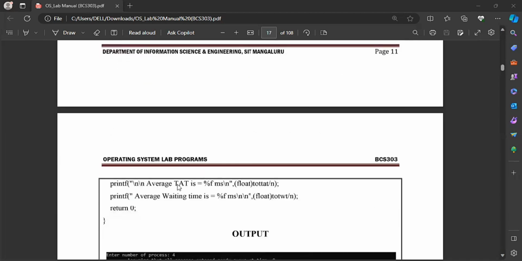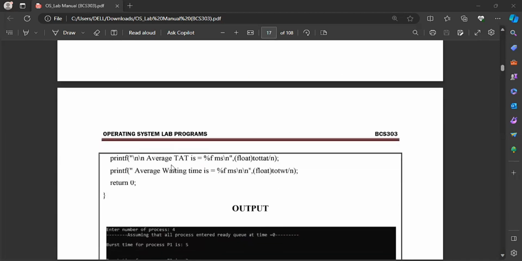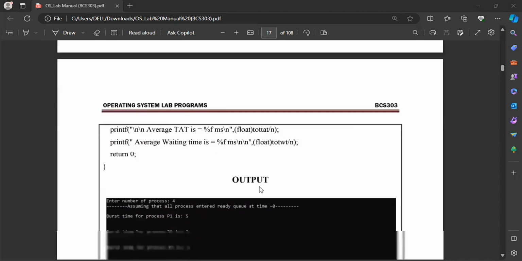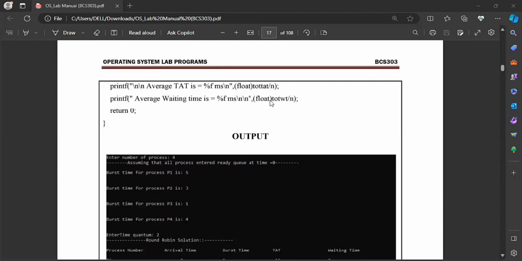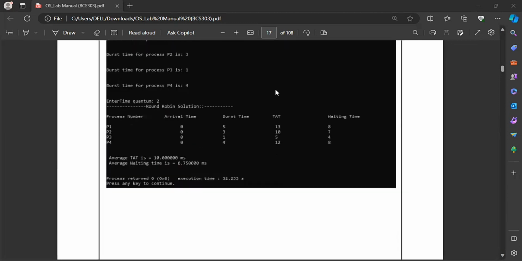So here we are calculating the average turnaround time. How are we calculating it? Total turnaround time divided by n, that is, the total of this divided by the number of processes. Similarly, the average waiting time will be calculated by taking the total of this divided by n.